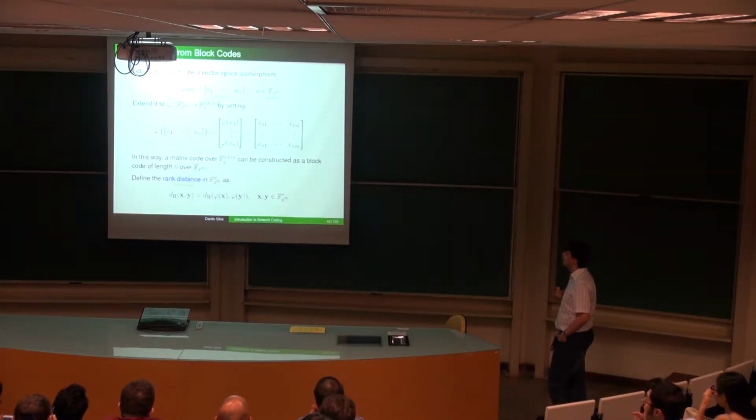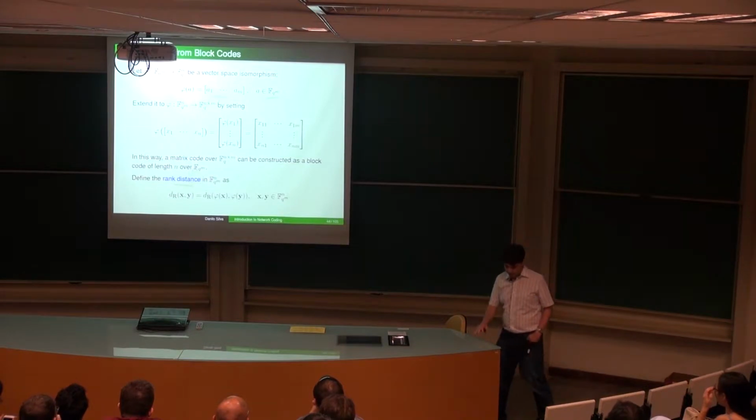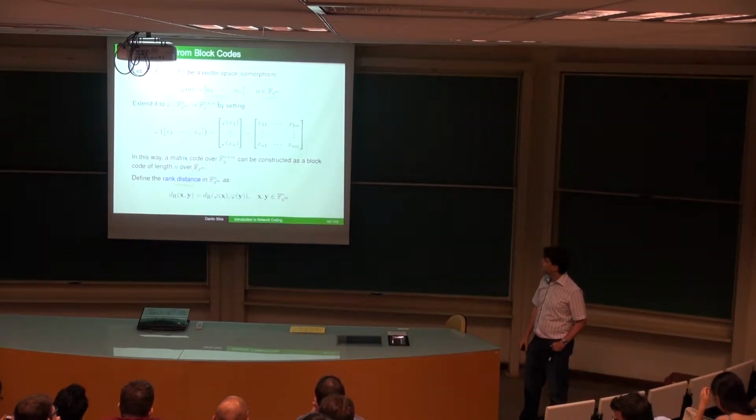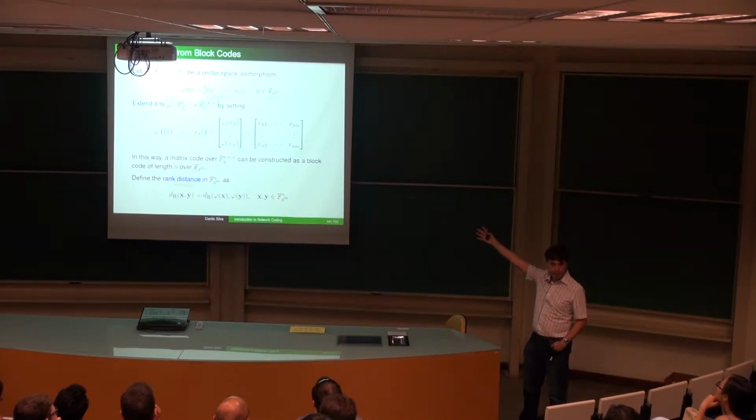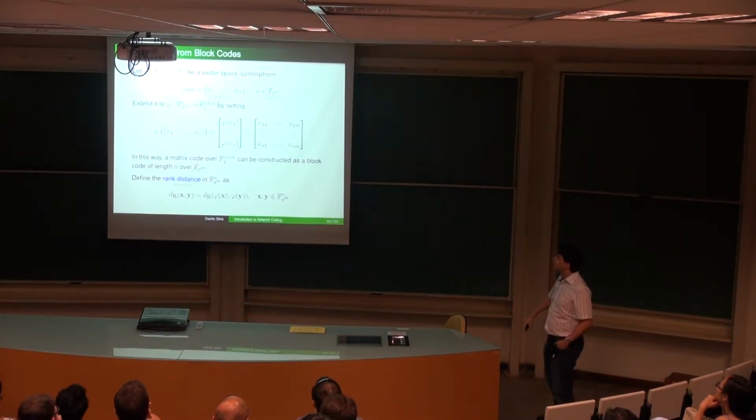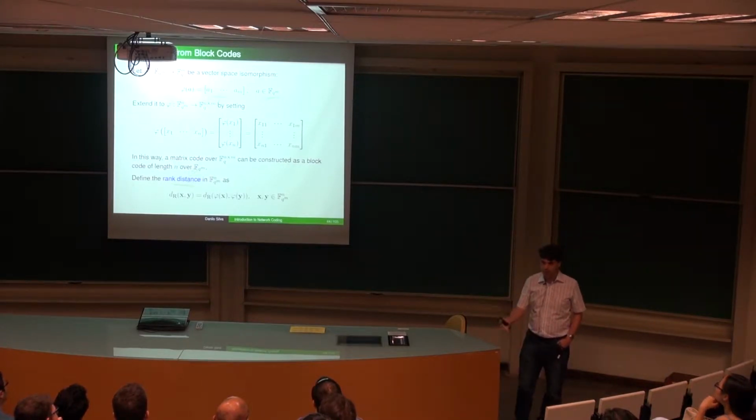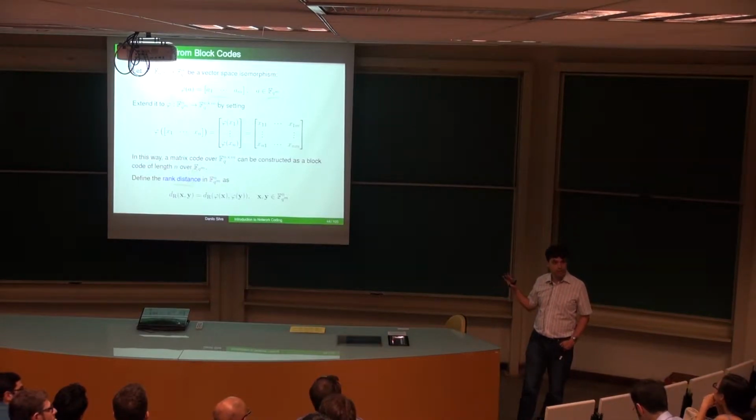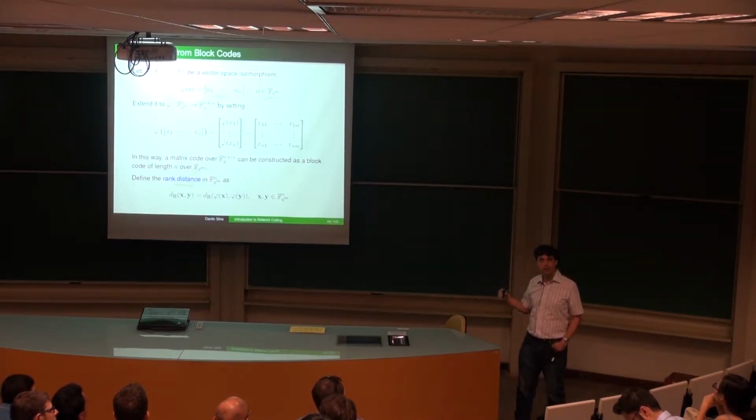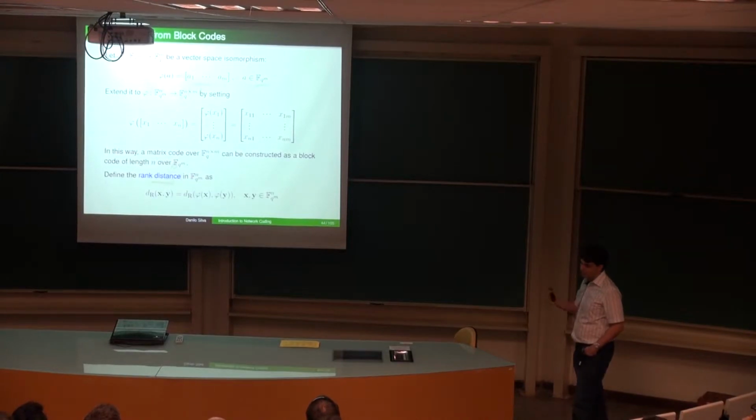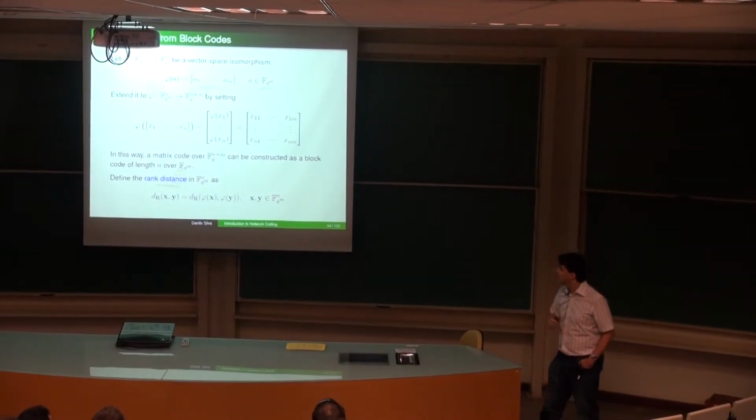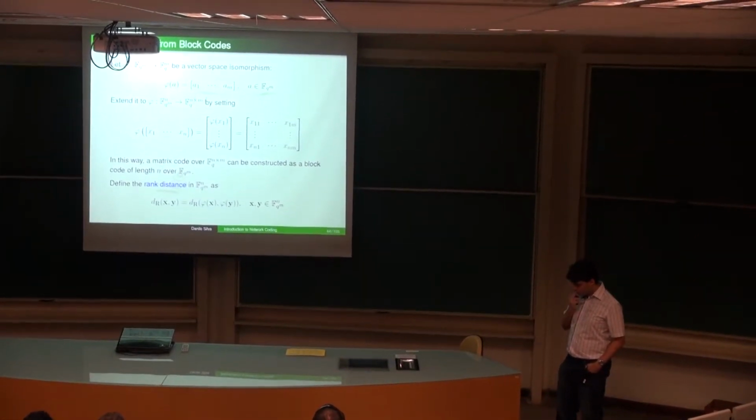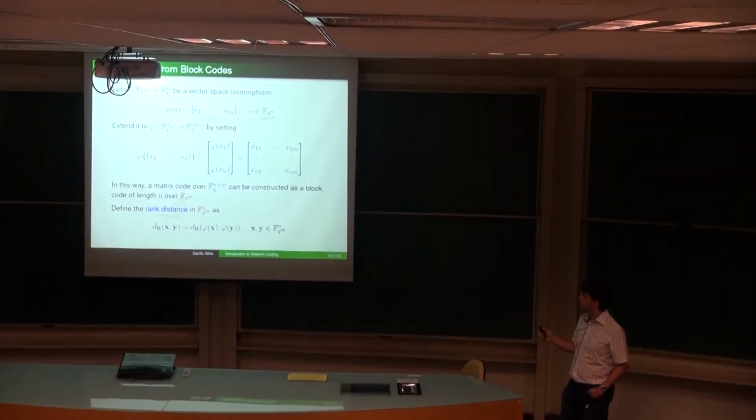Okay, so let's review this. We need to construct matrix codes for the rank metric. That was our original problem. And you may think that it's a bit hard to construct matrix codes. So what we're going to do here is construct them from block codes. This is a construction by Delsarte, Gabidulin and others, and it's a very, very interesting construction.